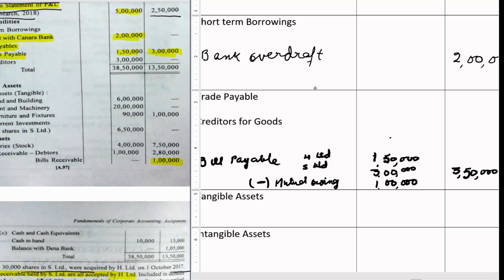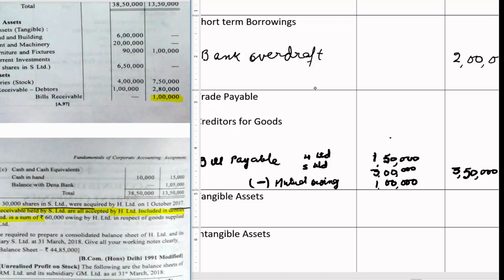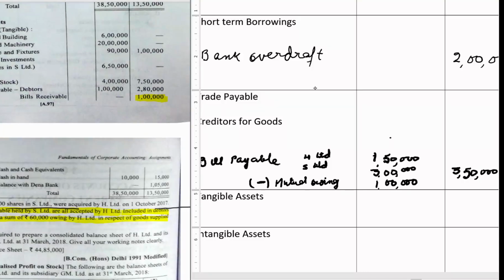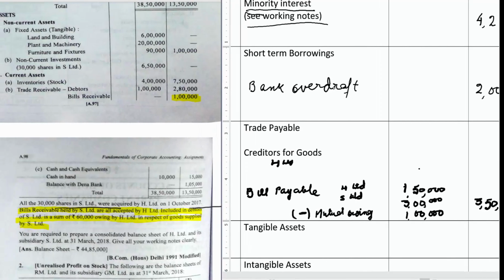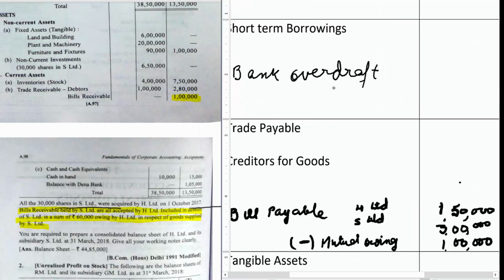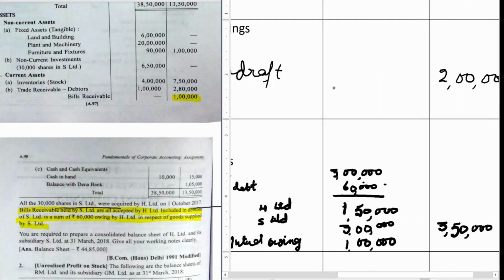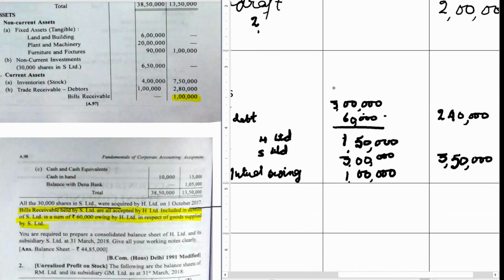The additional information says included in the debtors of S Limited is a sum of rupees 60,000 owing by H Limited in respect of goods supplied by S Limited. This means H Limited is a debtor of S Limited to the tune of 60,000 and S Limited is a creditor of H Limited to the tune of 60,000. Hence, when the consolidated balance sheet is made, this 60,000 would be subtracted from the combined total of creditors and also from the combined total of debtors.